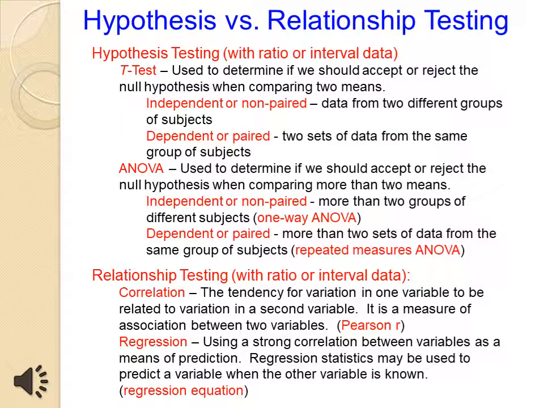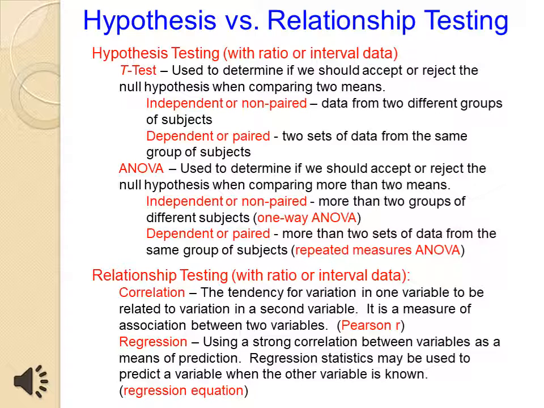In the past two lessons, we've done very different types of testing with ratio or interval data. We used the t-test and ANOVA to determine whether we should accept the null hypothesis when comparing means. The t-test was used to compare two means between either non-paired or paired data. A one-way ANOVA was used to compare more than two means between non-paired data. And a repeated measures ANOVA is slightly different and is used to compare more than two means between paired data and was not covered in this course.